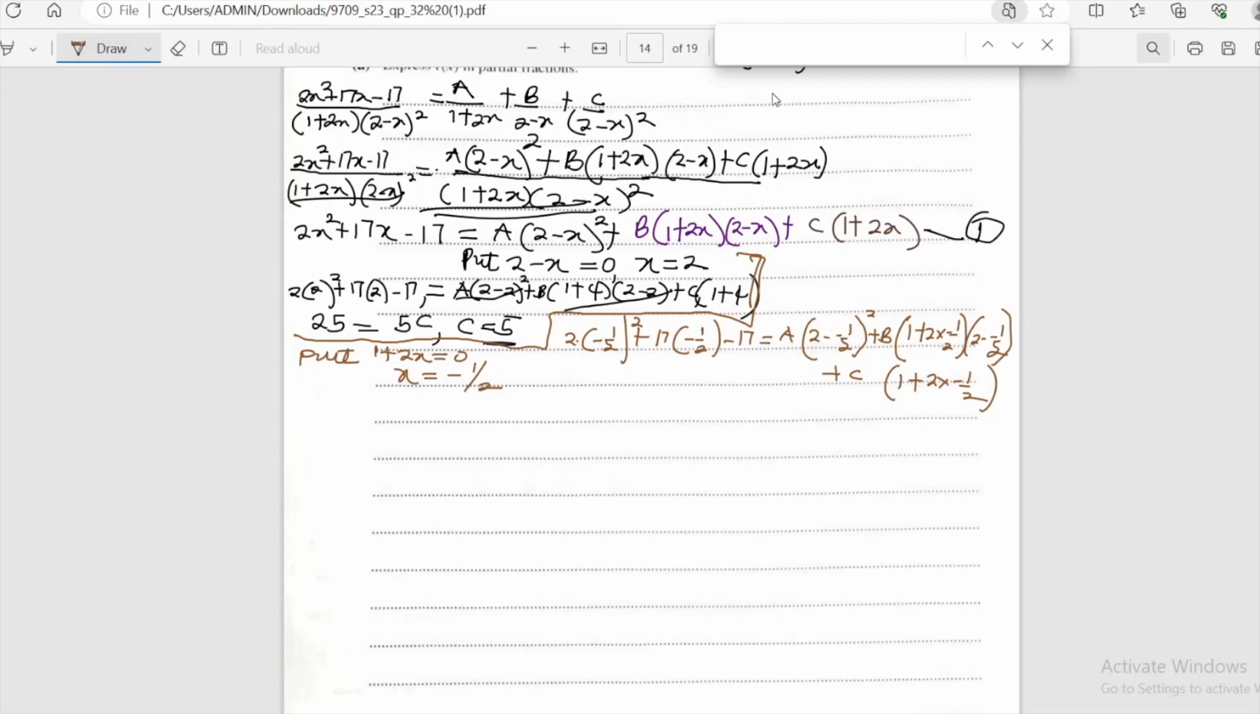At the end of the day, when you simplify the right hand side, it gives us, use your calculator, minus 50 over 2. Why the one on the left hand side? For B, 1 plus 2 times minus half will give us 0, so everything here will turn to 0.